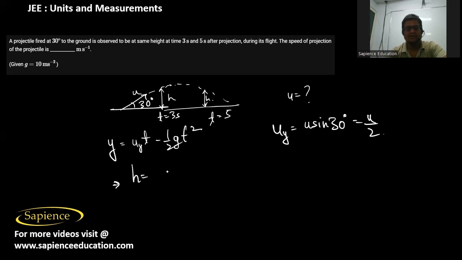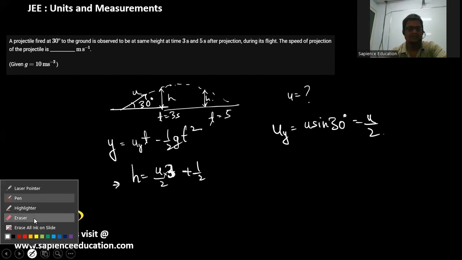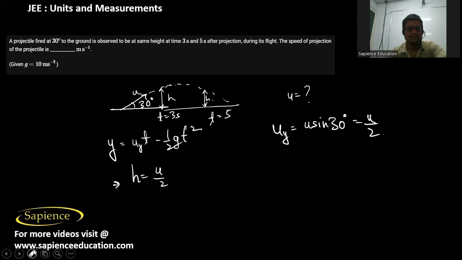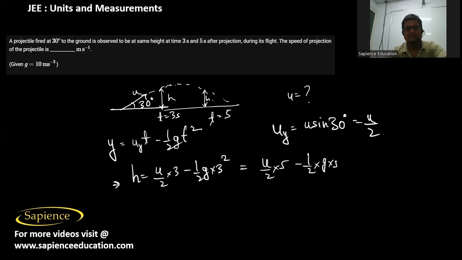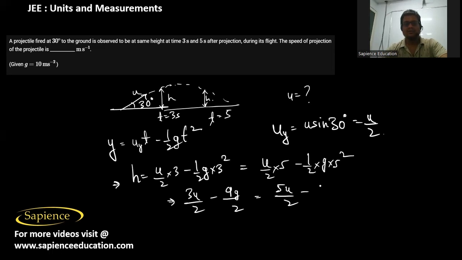height h at 3 seconds is u by 2 into 3 minus half g into 3 square, and that is also the same as u by 2 into 5 minus half g into 5 square. Then we have to find out u. So this is 3u by 2 minus 9g by 2, equal to 5u by 2 minus 25g by 2.